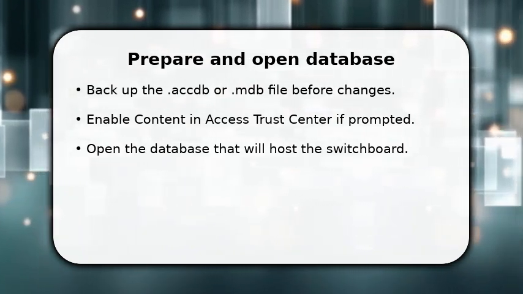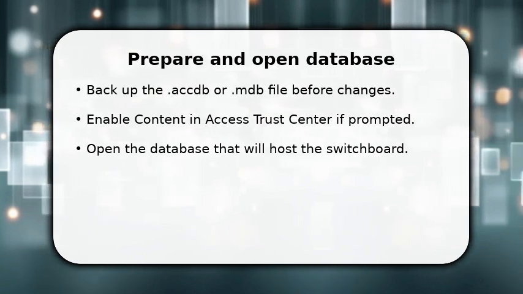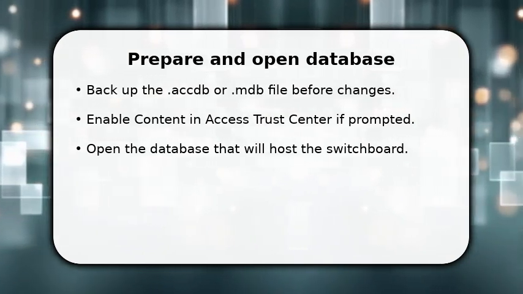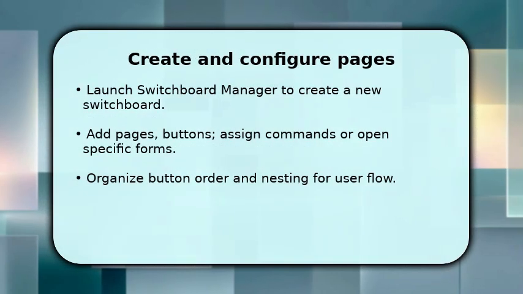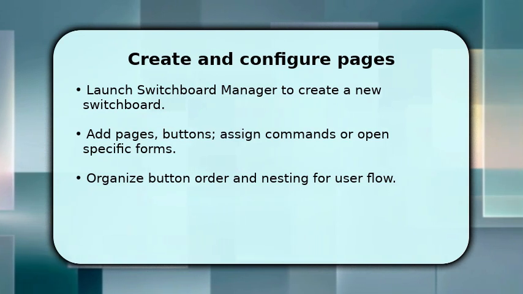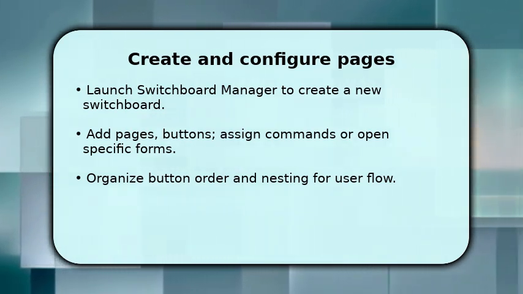Prepare those objects first. If you don't have the form objects yet, create minimal forms for each major task so the Switchboard can link to them without later rework. Once the manager is open, create a new Switchboard and add a first page. Name it for the main task so users land in the right place.